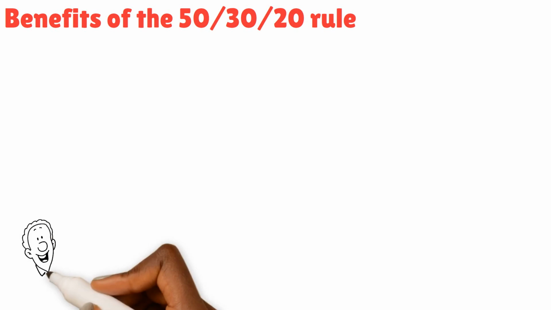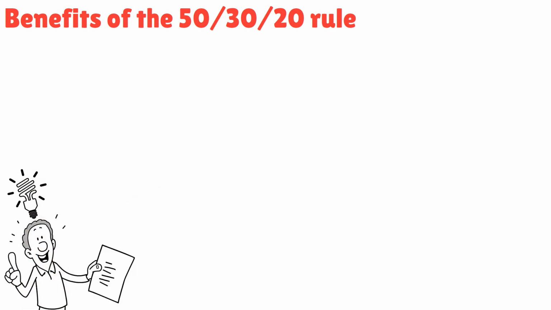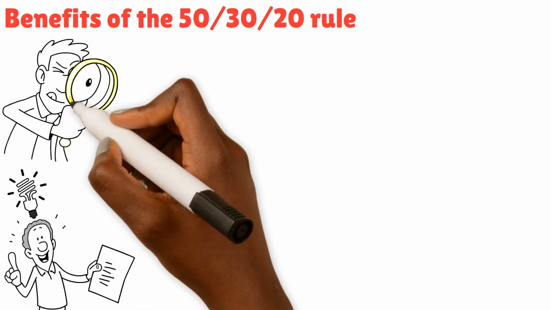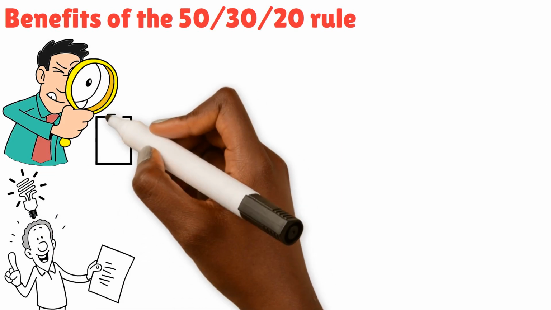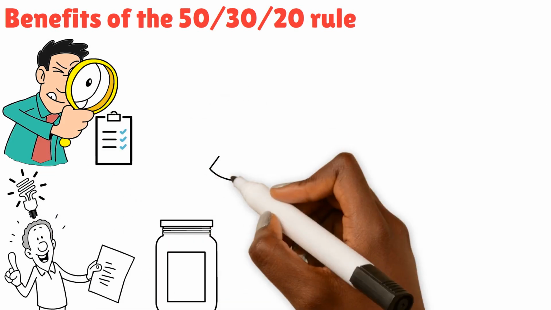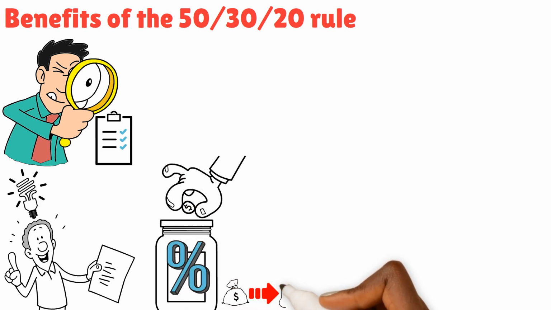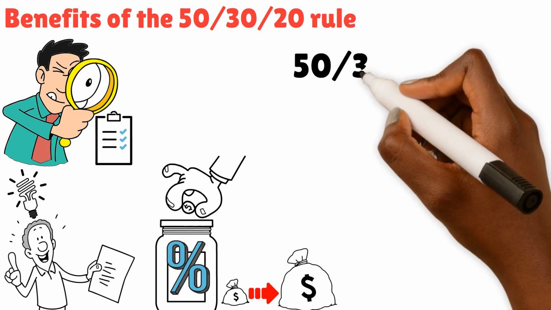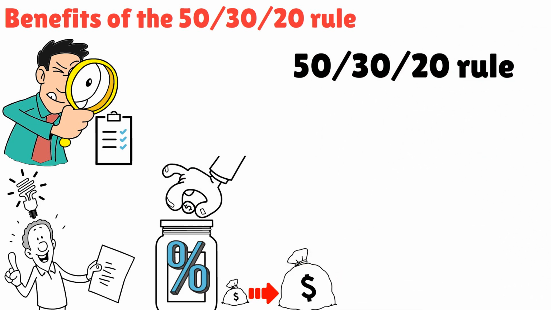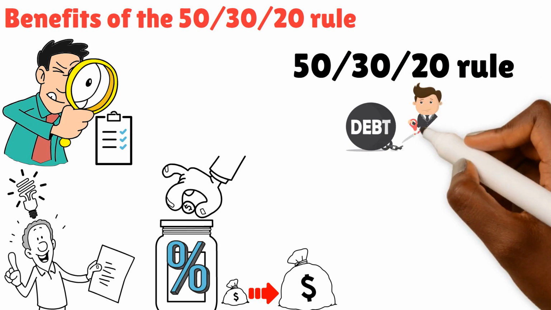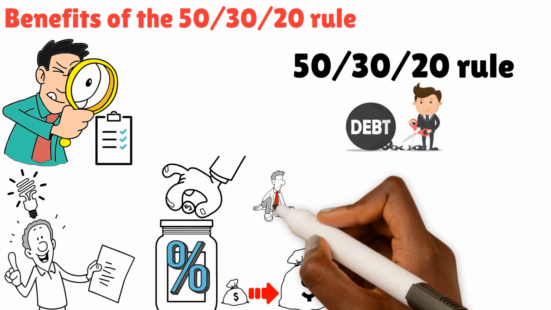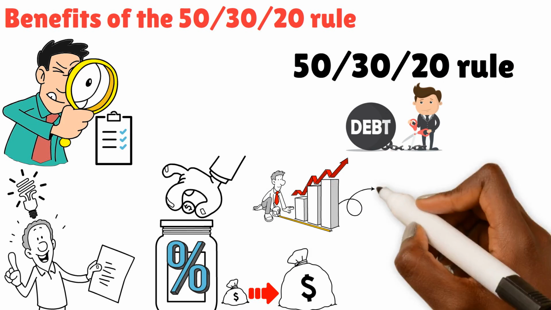Benefits of the 50-30-20 rule. This rule can help you have a better grasp of your financial condition and avoid overspending by tracking your expenses and allocating your income in specific ways. It can also help you save money by allowing you to set aside a certain percentage of money each month, with a chance to progressively increase your savings over time. In addition to increasing your savings, the 50-30-20 rule can also help you pay off debt. You can lower your debt and improve your credit score by allocating a portion of your income to debt payments.